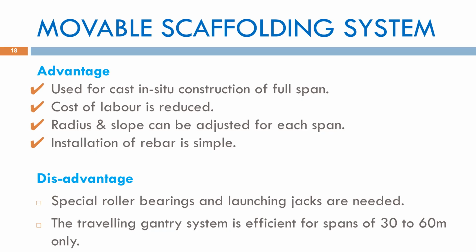Since much of the work is mechanized, the requirement for manual labor is reduced, leading to lower labor costs. Another advantage is that the radius and slope of each span can be adjusted easily to suit the bridge alignment. The installation of reinforcement bars is also simple and convenient. However, MSS has some limitations. It requires special roller bearings and launching jacks, and the traveling gantry system is efficient only for bridge spans ranging from 30 to 60 meters.